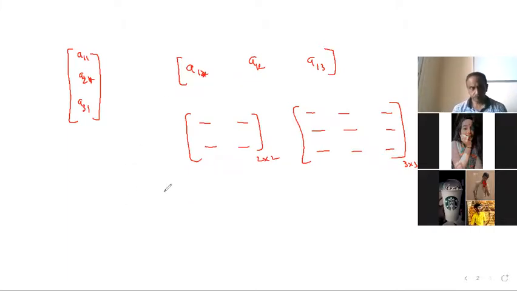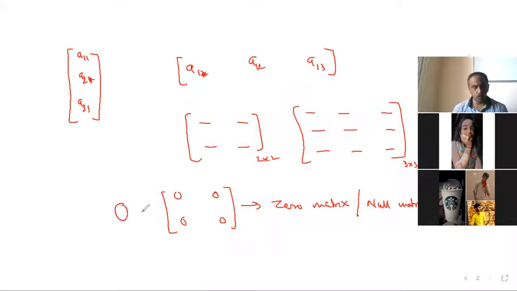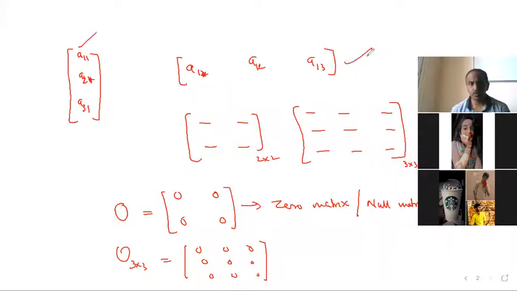Second point, if all elements of the matrix are zeros, it is called either a zero matrix or a null matrix. And the letter O denotes it. So if I write O 3 by 3, automatically it means 0, 0, 0, 0, 0, 0, 0, 0, 0. So first I told you column matrix, row matrix, square matrix, then null matrix. Now look at the next one.